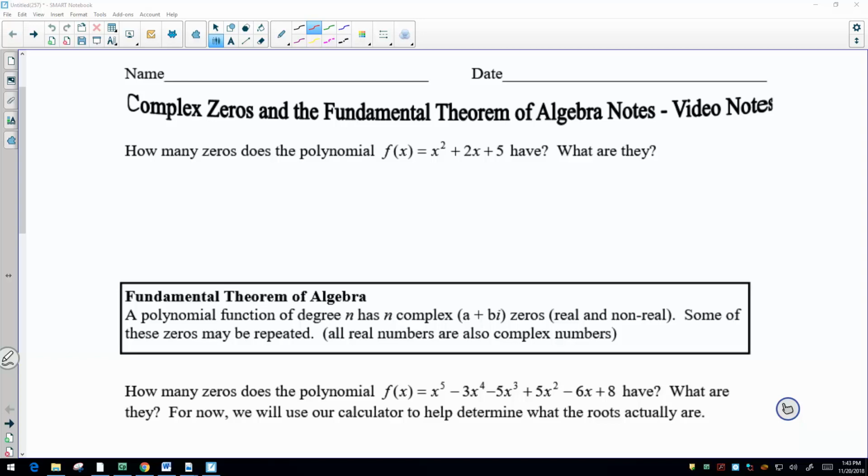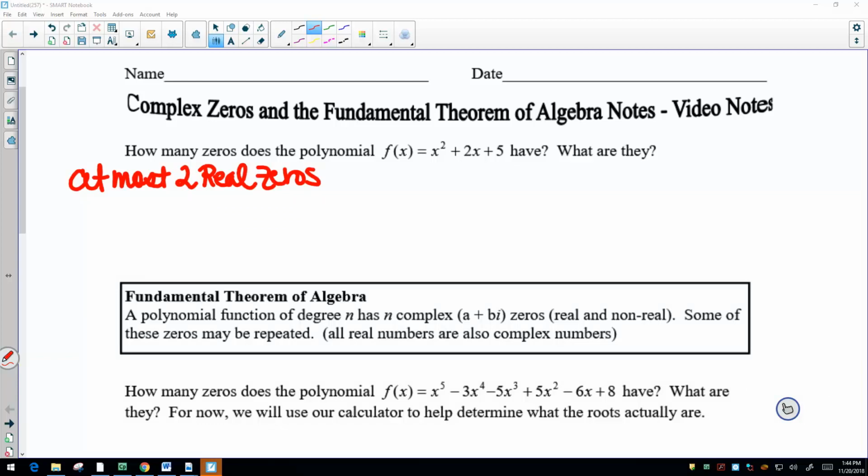Today we're looking at complex zeros and the fundamental theorem of algebra. So we've looked at zeros before. We've talked about rational zeros, how to find the rational zeros. And we've answered this question, how many zeros does the polynomial have? By looking at the polynomial, we would see our largest exponent, which would tell us our degree. It's a degree 2, so we could have at most 2 real zeros.